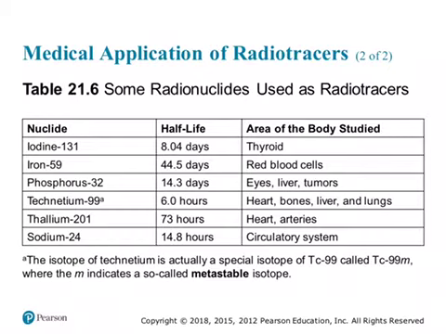They do not have cobalt listed here, which is usually used, cobalt-60, for the study of cancer. They do have iron-59 for red blood cells, phosphorus-32 for eyes, liver, and tumors, technetium-99 for heart, bones, liver, and lungs, thallium-201 for heart and arteries, and sodium-24 for the circulatory system. And you can see here, relatively speaking, the half-lives are very short because, again, we don't want this stuff hanging around in our bodies for a very long time.